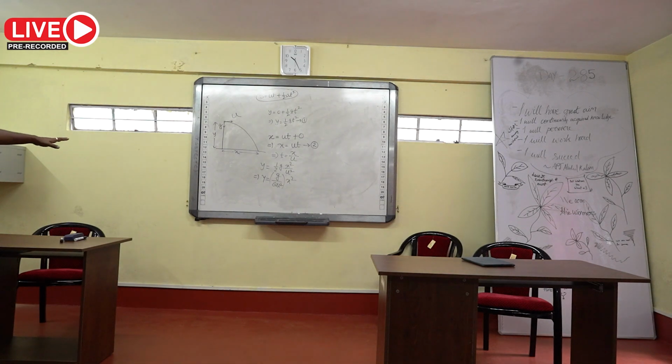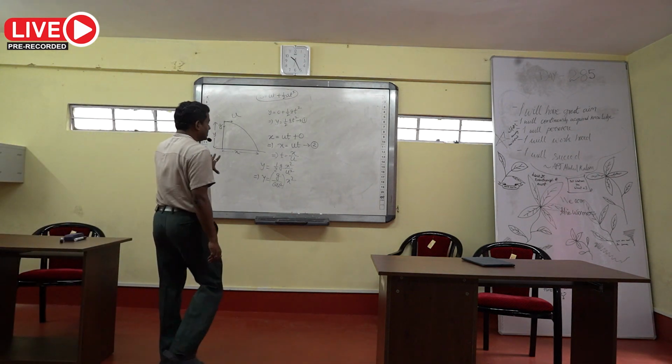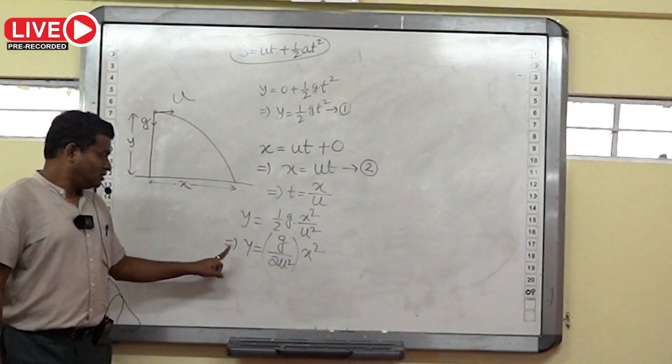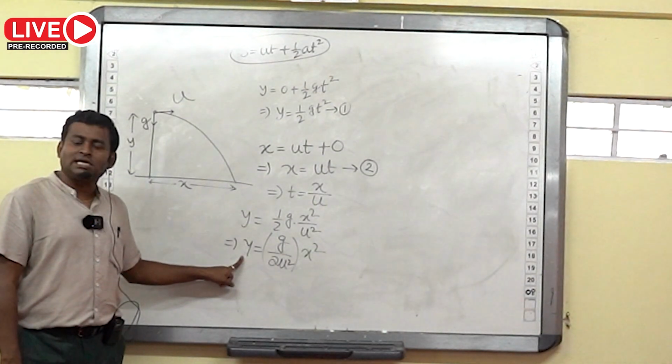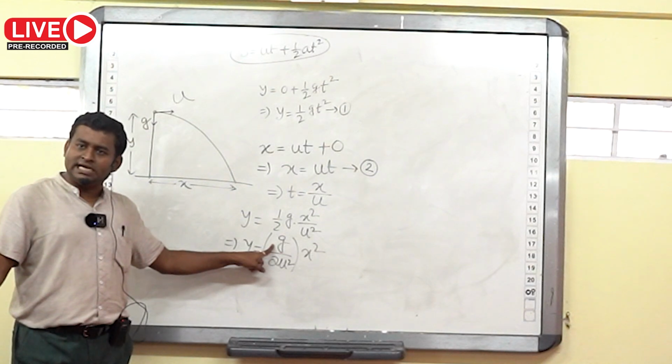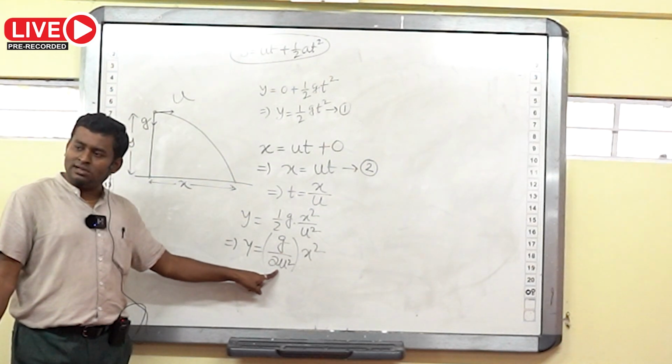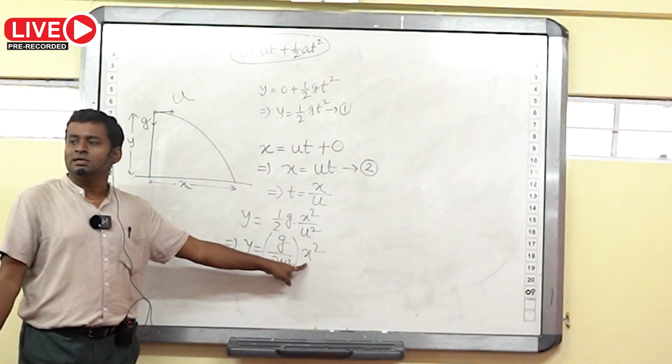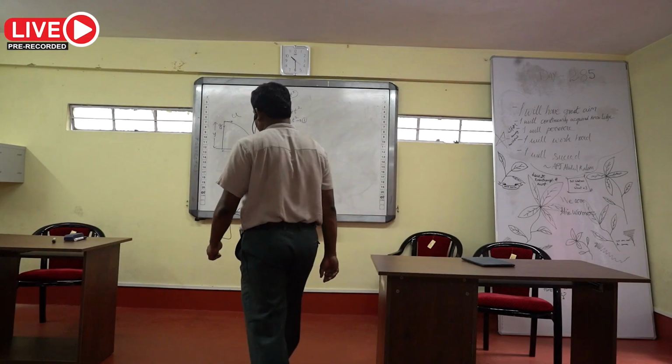Just identify this equation. What is given? y is given, that is the height of the tower. g is 10, you can consider g as 10. u is given, only you have to find x. Okay.